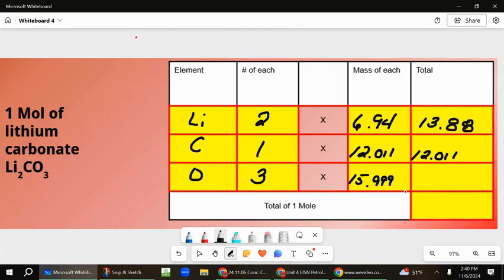And when we take 3 times 15.999, we end up with 47.997. We now add these 3 together, ladies and gentlemen. Did someone get a total for this? Adeline, what'd you get? 73.888. What unit would we put with it? Grams. When we're doing this calculation, ladies and gentlemen, these are always in grams.